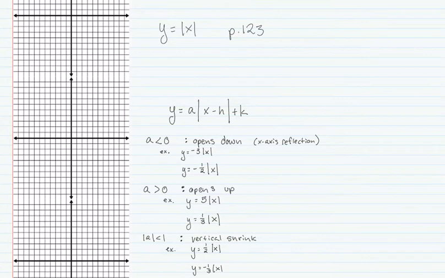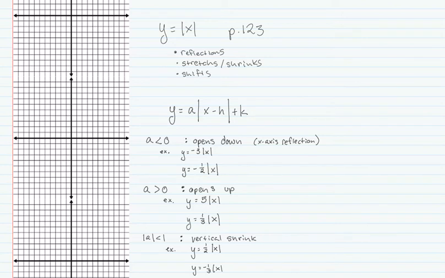On page 123 of your textbook, we began section 2.7, which discussed the absolute value function and several different types of transformations. We discussed reflections, so x-axis reflections. We discussed stretches and shrinks, as well as shifts.